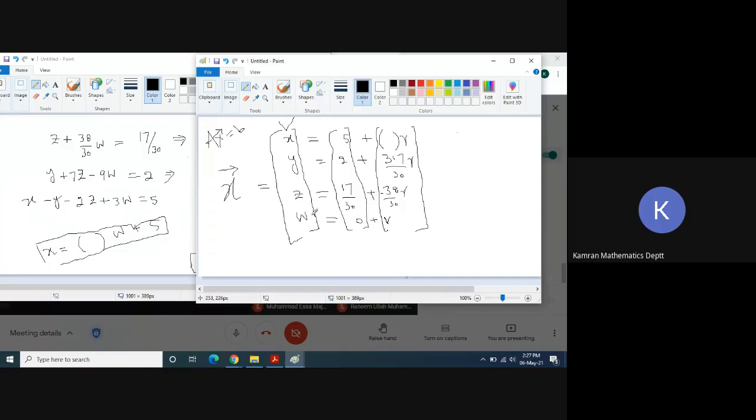This is the solution. So this is called the particular solution, and this is called the solution associated with the homogeneous system.